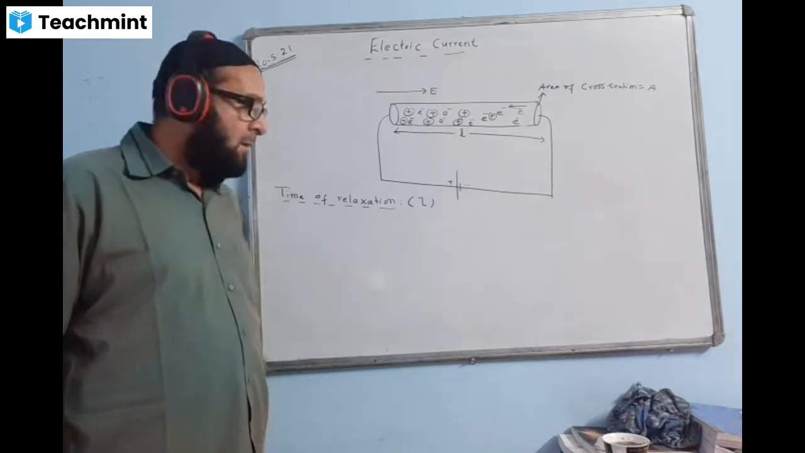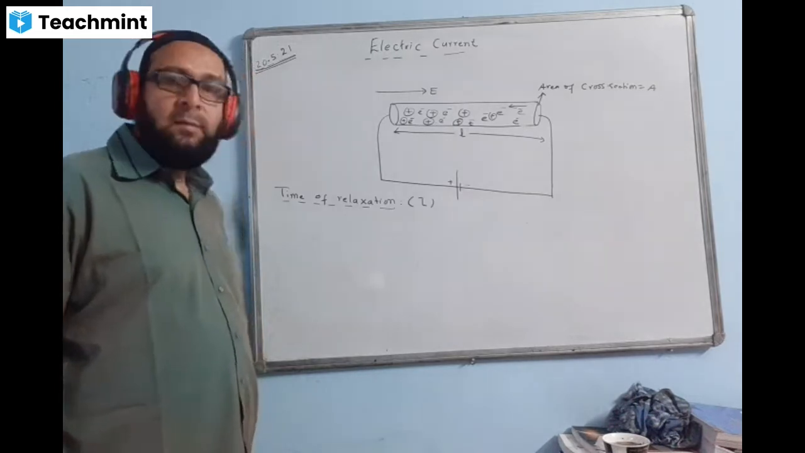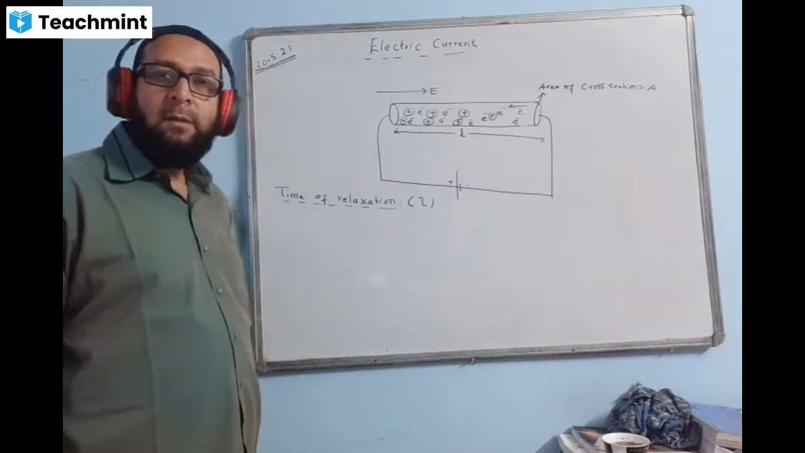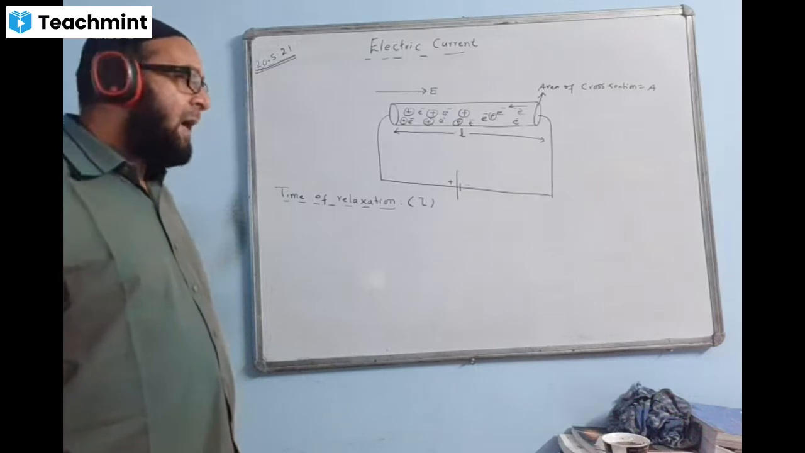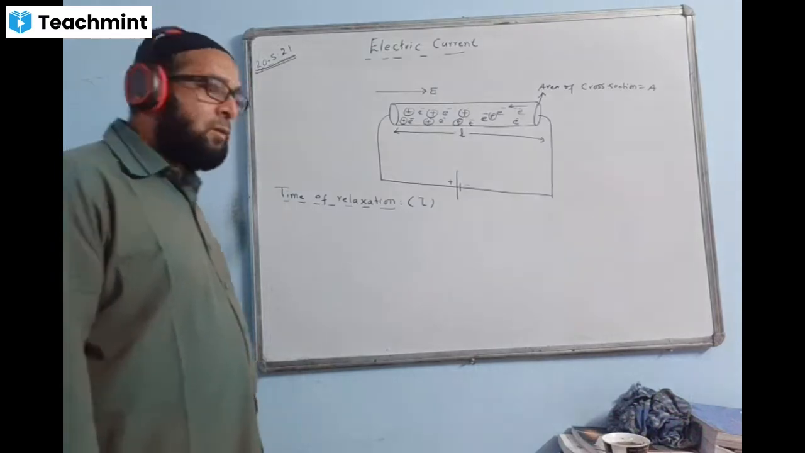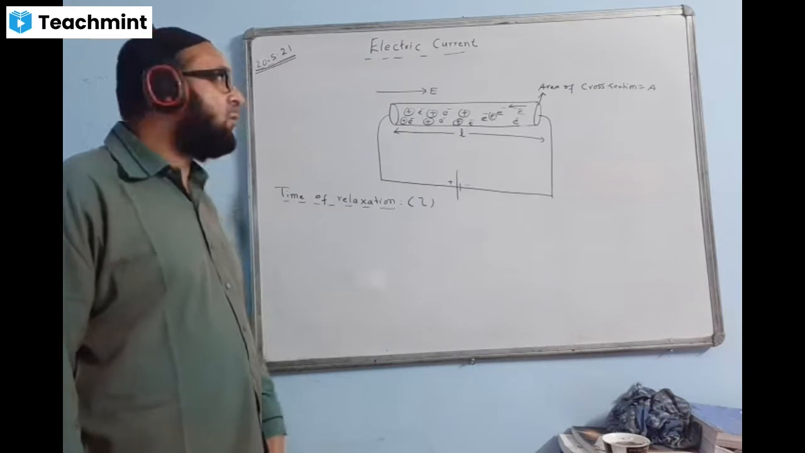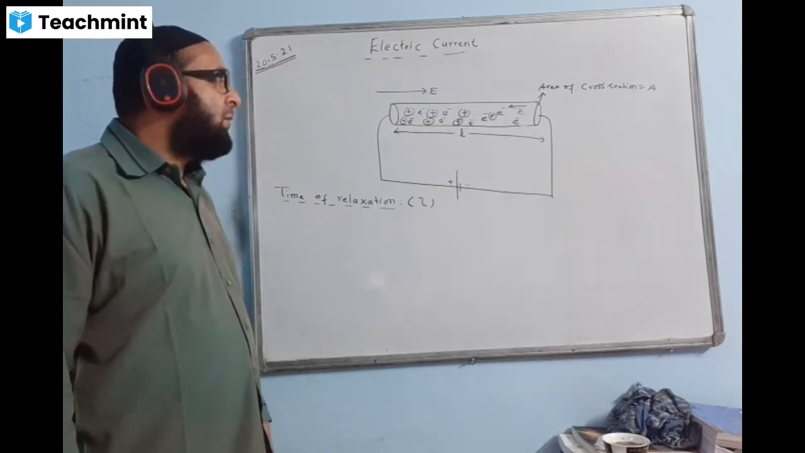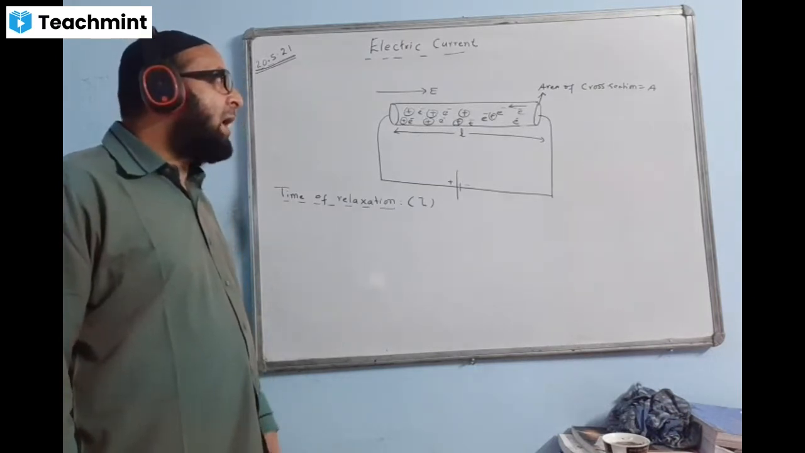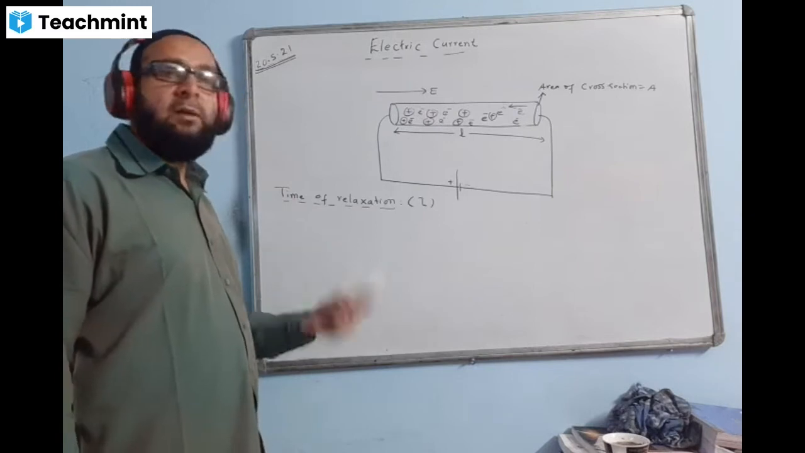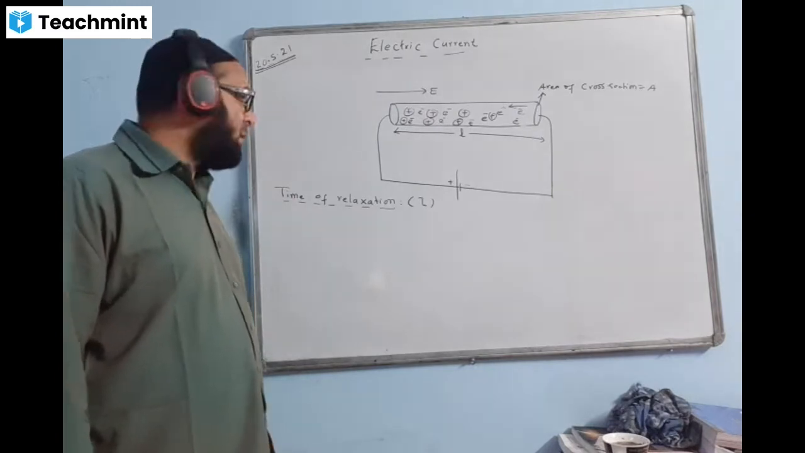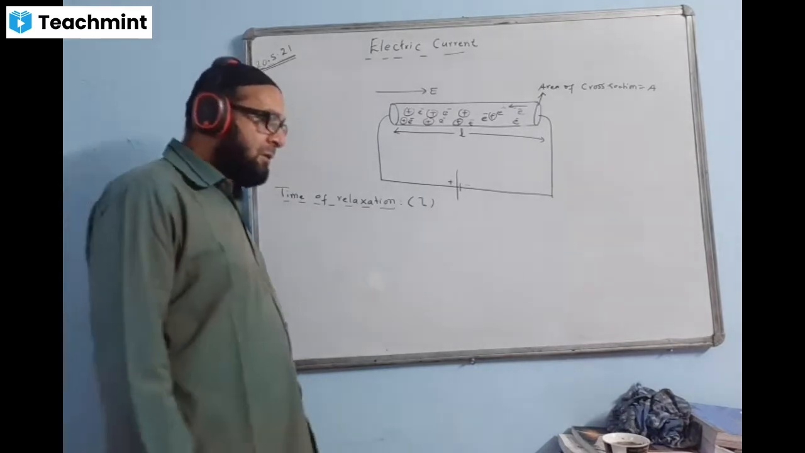Okay. Then the time taken between two successive collisions of free electrons with the positive ions, or you can say with the ions of the conductor, is called time of relaxation.